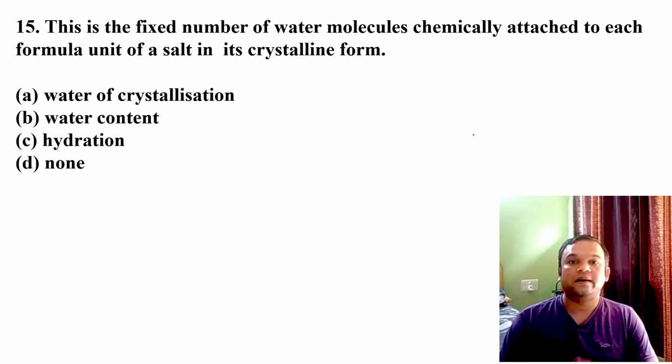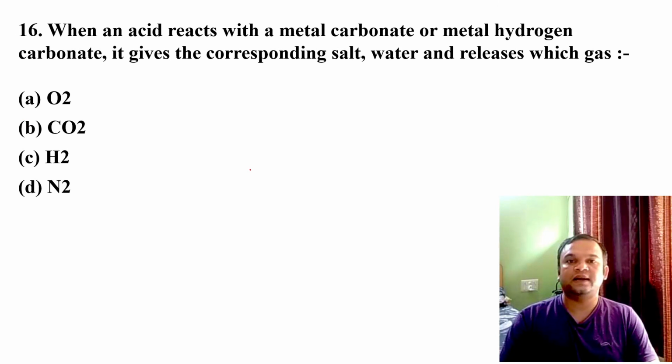It forms a salt which is called CH3COONa, sodium acetate, and it also evolves carbon dioxide which turns the lime water milky. Next question says, this is the fixed number of water molecules chemically attached to each formula unit of a salt in its crystalline form. And the answer is water of crystallization. Next question says, when an acid reacts with a metal carbonate or metal hydrogen carbonate, it gives the corresponding salt, water, and releases which gas? The gas which is released is carbon dioxide.